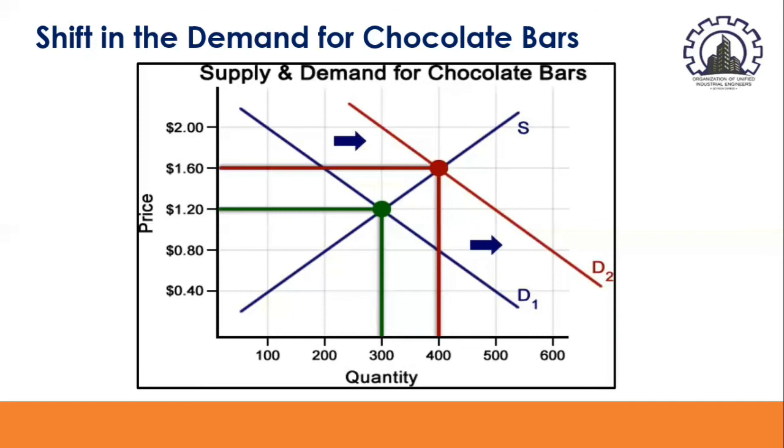So, what happens if both curves shift? Will we end up at the same equilibrium point? Well, in this model, it is not possible to reach the same equilibrium. Either the price or the quantity can be the same as the previous equilibrium, but not both, unless the curves shift back to their original positions.